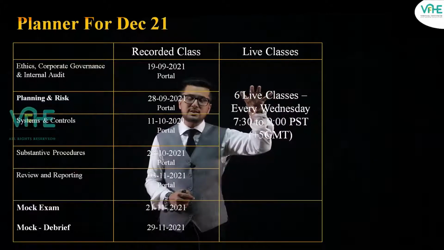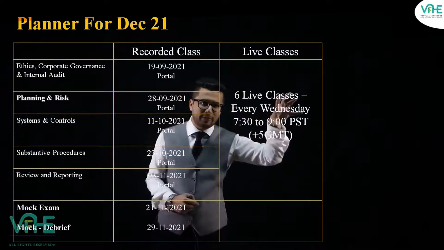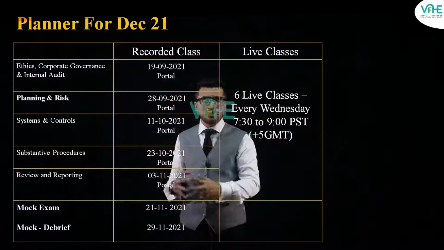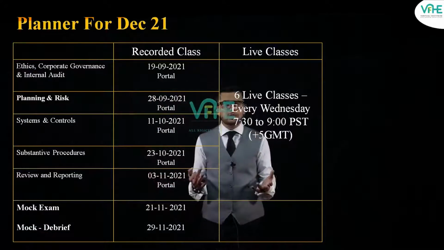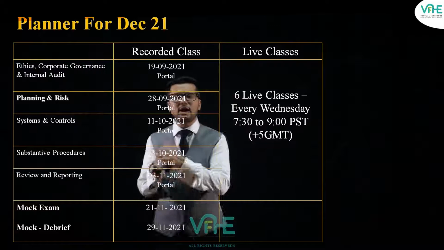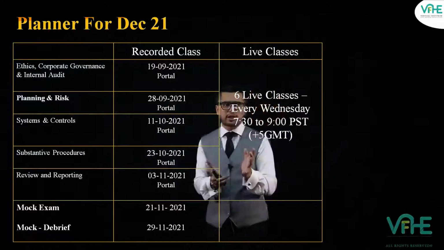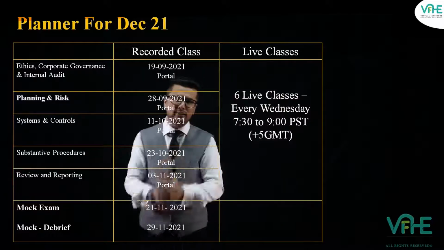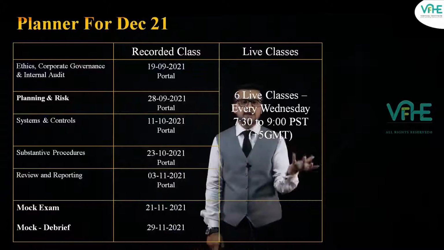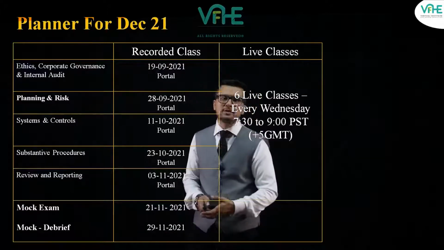Those 6 live classes will be covering, the first live class will cover ethics, corporate governance, internal audit. The second and the third live class will cover risk. The fourth live class will cover risk, internal control systems. Then we'll have couple of live classes on substantive procedures. So we'll cover everything during the live classes as well. So this is about the recorded classes. This is about the live classes. It is going to be great, I guess.